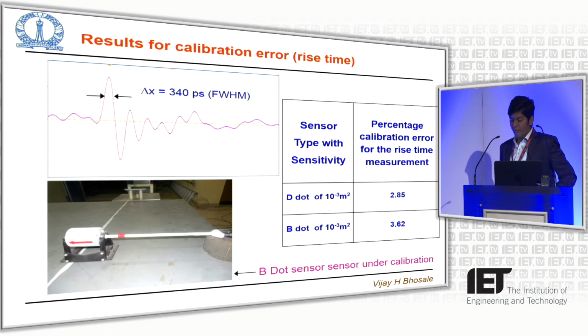Now, the sensor types with the sensitivity for different D-dot sensors and B-dot sensors are there. The percentage calibration error for the rise time measurement is 2.85 for D-dot, and for B-dot it is 3.62. So these are the B-dot sensors under the calibration test.